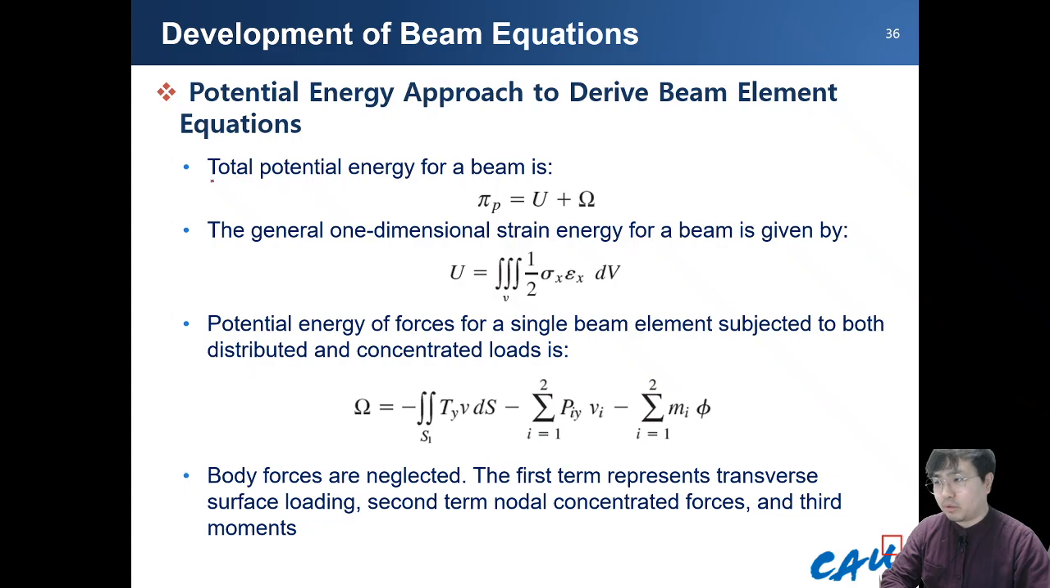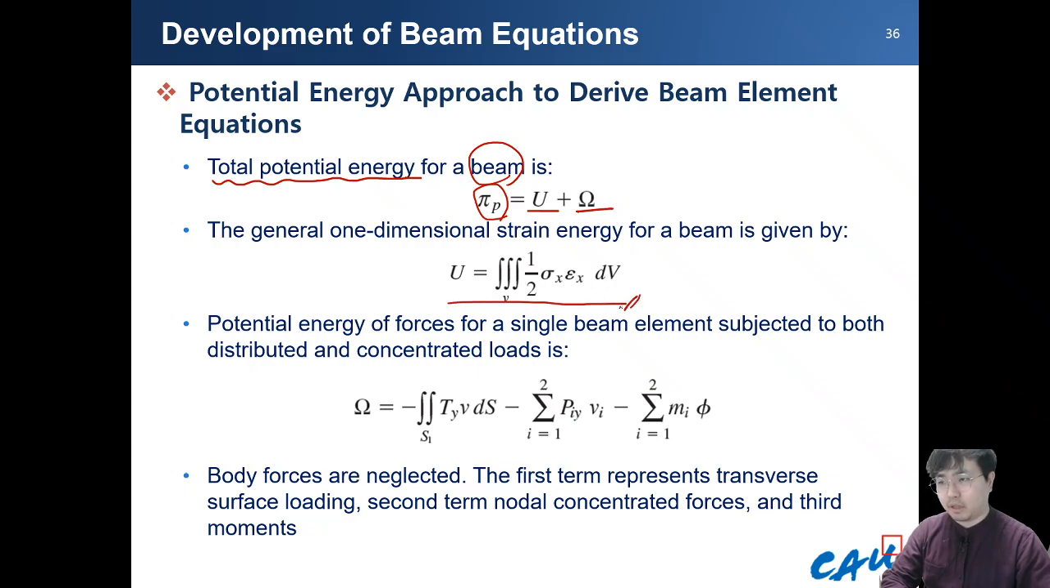We already know the total potential energy of a solid structure. Although we are going to discuss beam structure, a beam is also a solid structure. Total potential energy is a summation of the internal energy and the external energy, which is the work done by external forces. The internal energy is the one-dimensional strain energy, equal to half of the stress times strain, with the total volume integration looking like this.